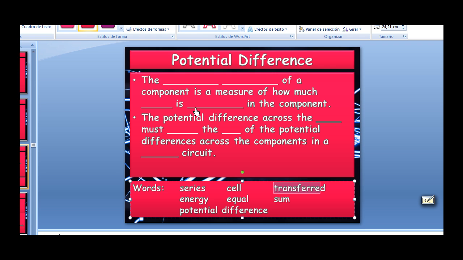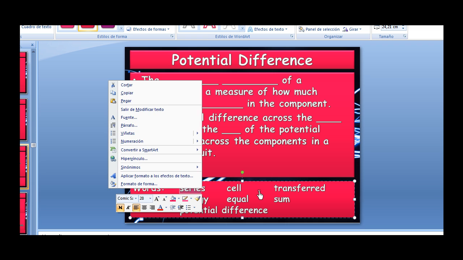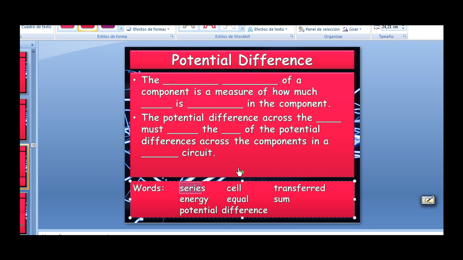The potential difference across the cell must equal the sum of the potential differences across the components in a series circuit. Okay, and now we've used everything.